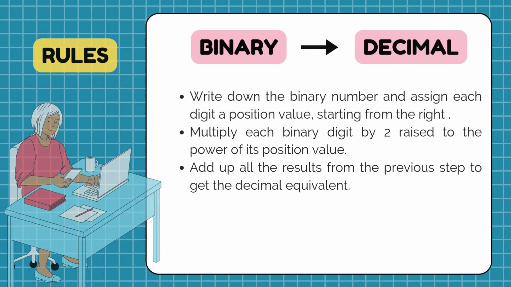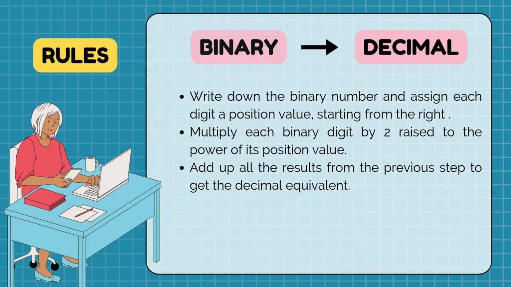Now, let's flip it around. What if you have a binary number and you want to convert it back to decimal? Don't worry, it's just as easy. Let me show you how. Here's the process. 1. Write down the binary number and assign each digit a position value, starting from the right. 2. Multiply each binary digit by 2 raised to the power of its position value. 3. Add up all the results from the previous step to get the decimal equivalent.